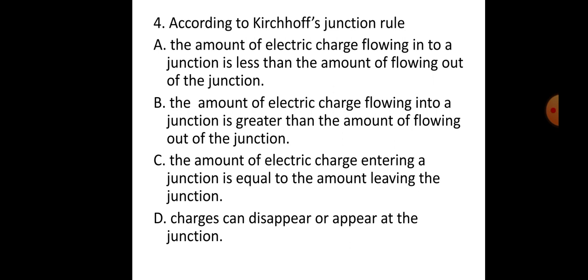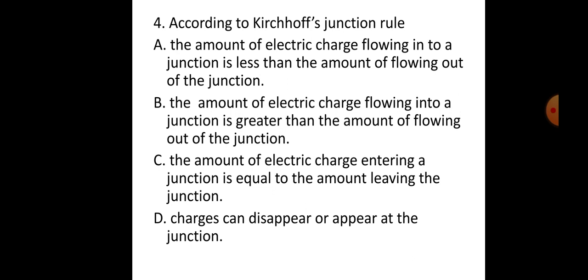According to Kirchhoff's junction rule, the amount of electric charge flowing into a junction is less than the amount flowing out of a junction. There are two Kirchhoff's rules, the junction rule and the loop rule. According to Kirchhoff's junction rule, the total current entering the junction is equal to the total current leaving that junction. It is called Kirchhoff's junction rule or Kirchhoff's current rule.